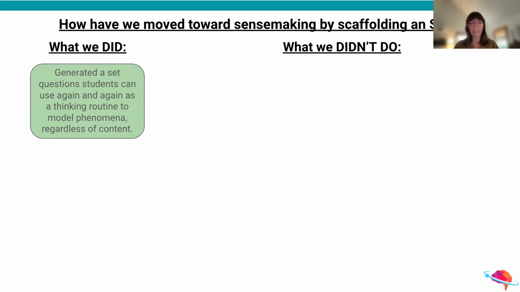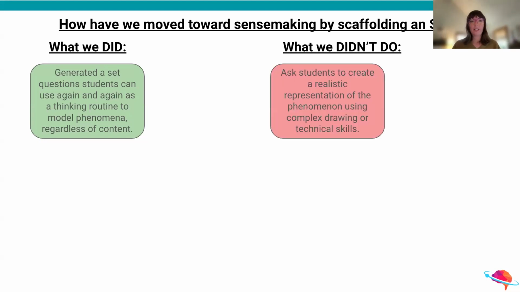talk about it. So we have generated a set of questions that you can use with your students and that they can use as a thinking routine anytime they need to approach the practice of modeling, right? They can use this again and again and again, regardless of the DCI content that they're accessing. What we have not done is ask students to create a realistic representation of the system using complex drawing or technical skills.